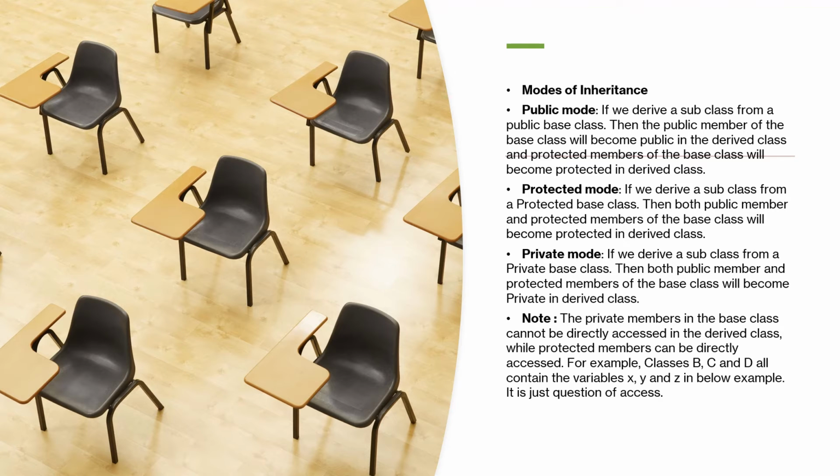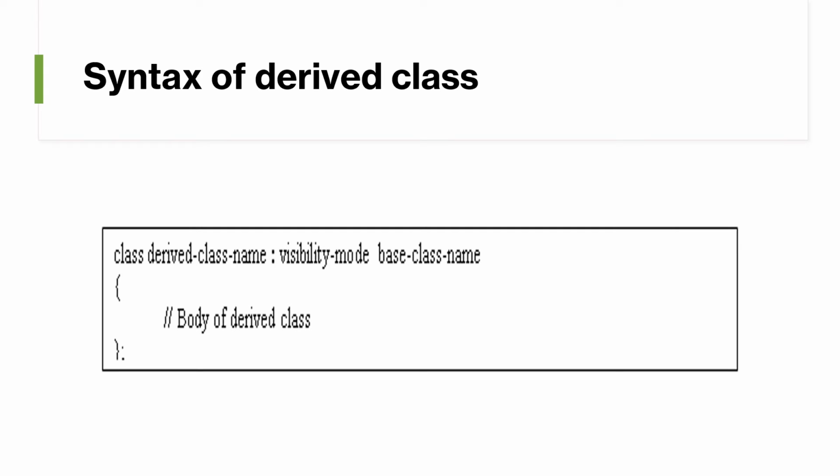Then we can see the syntax of a derived class. The syntax of a derived class is: class, then derived class name, colon, visibility mode and then base class name. Then here you will declare the body of the derived class. Here you will write down the data members and member functions for this particular derived class.